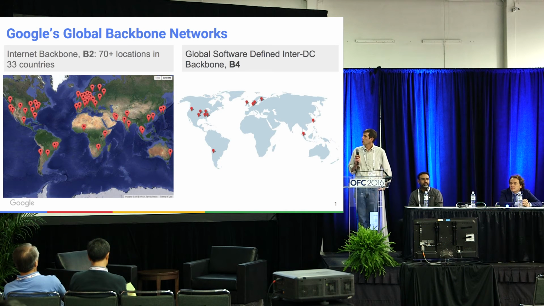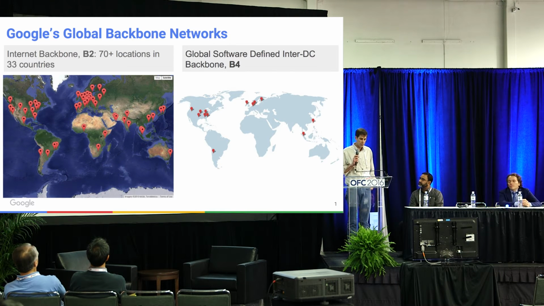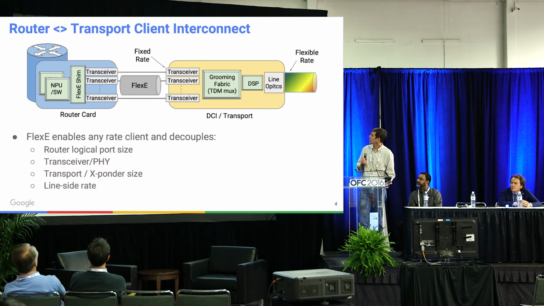So in Google, we have two backbone networks. One we call the Internet Backbone, or B2, which is essentially how we talk to customers through ISPs. And that has more nodes, but it's global. And then we also have the machine-to-machine or data center-to-data center network backbone. That's also global. And both of these networks are riding over transport gear that a large portion of our network is on leased fiber. So we're managing the transport gear as well as the routing gear. Managing and owning it.